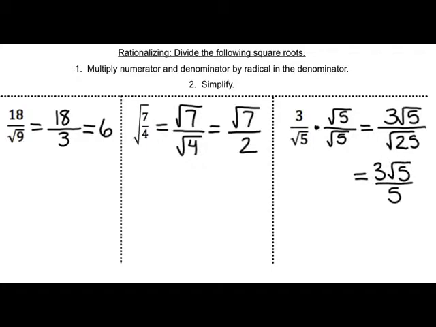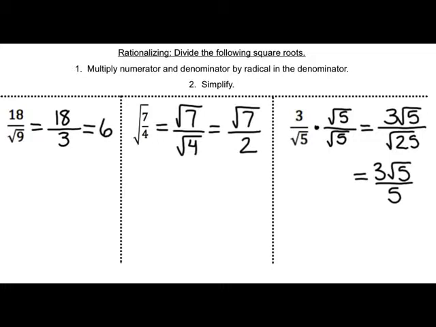Now, the top 5 cannot be canceled with the bottom 5 because square root of 5 is very different than a whole number 5. But if you think of these just like with normal fractions, the whole number on the top is 3, the whole number on the bottom is 5, and I would ask myself, does 3 over 5 simplify? Which it does not. So the answer to my problem is 3 square roots of 5 over 5.